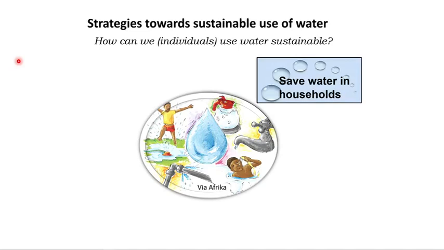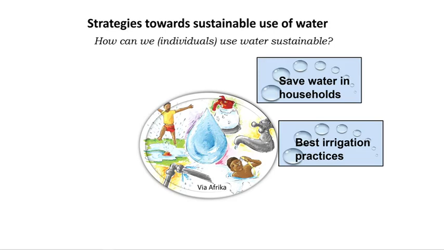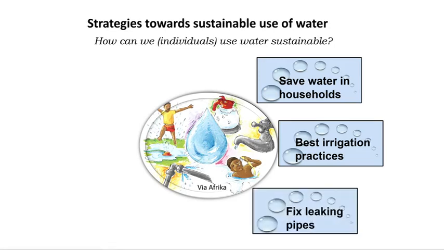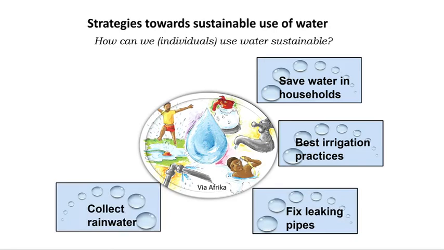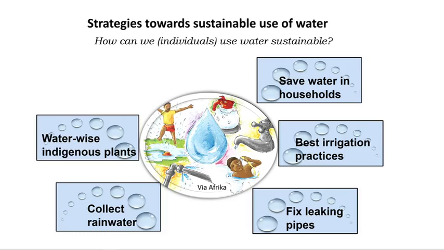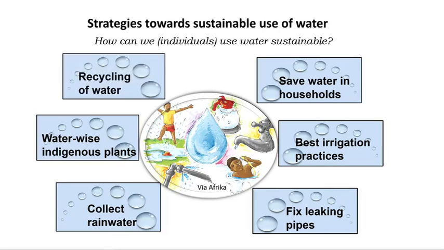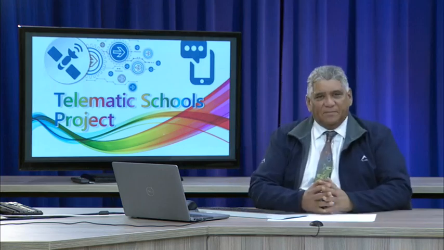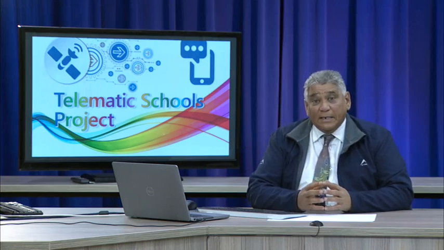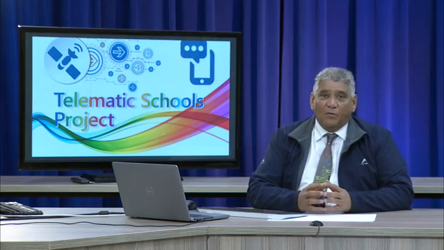Firstly, save water in households, best irrigation practices, fix your leaking pipes, collect rainwater, these JoJo tanks and stuff that we used in the droughts. Water-wise, use indigenous plants, don't use other plants that use lots of water. And then, of course, water must be recycled. Now, you can add to that list. See if you can add to that list, to get really to the sustainable use of water.